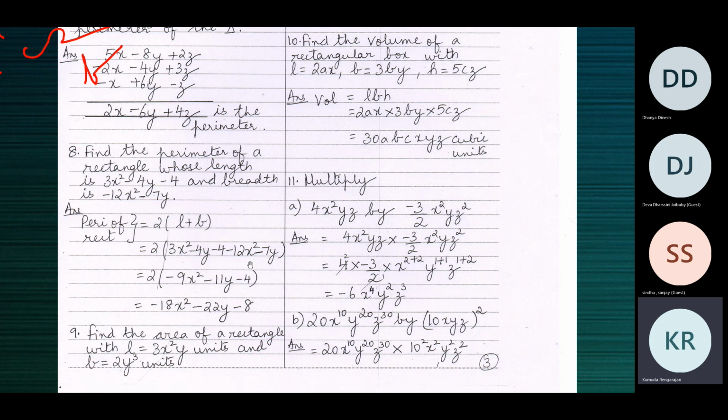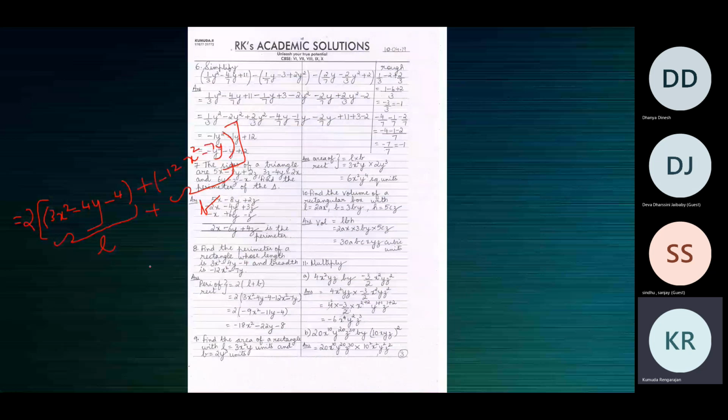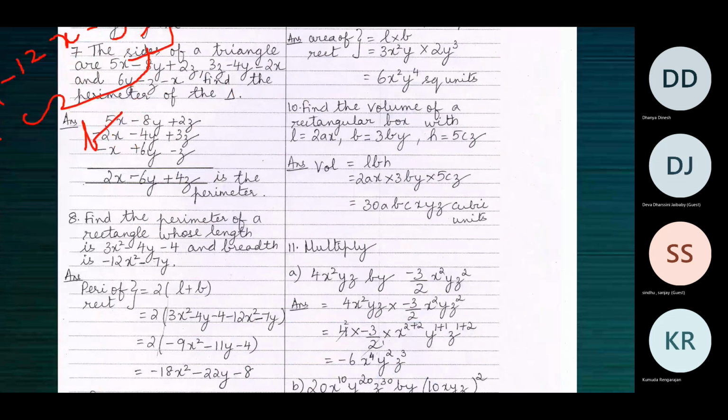Or you can include this step. If you can write the step, you can write the formula 2 of L plus B and then write this one. See here, 2 into L plus B. Then remove the bracket. When you remove the bracket, you will get this term. You will get this step.